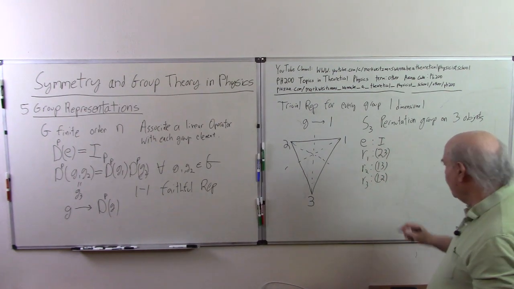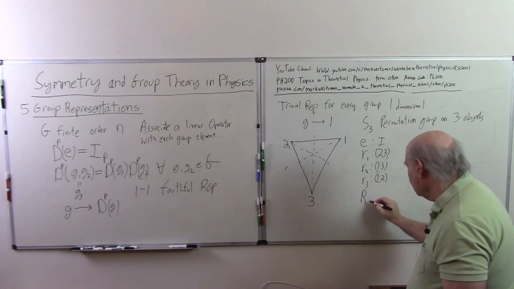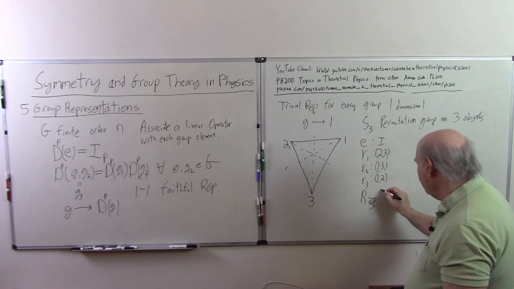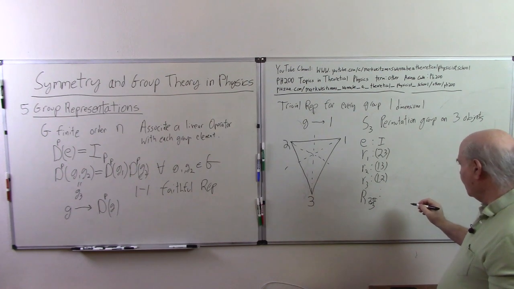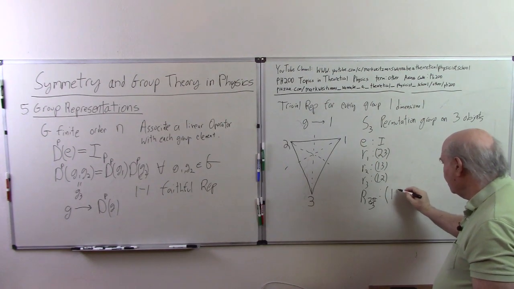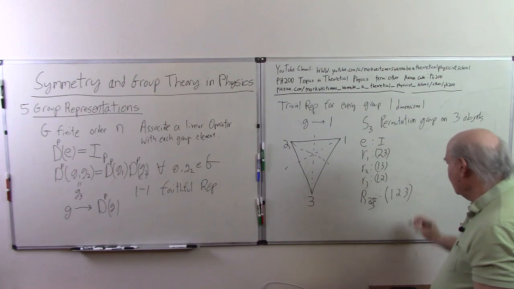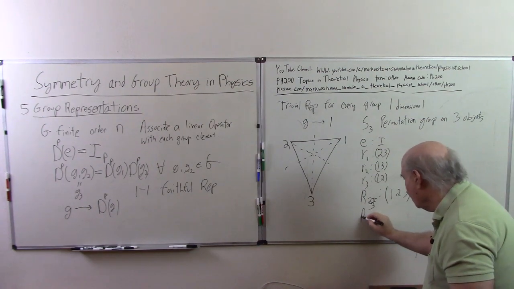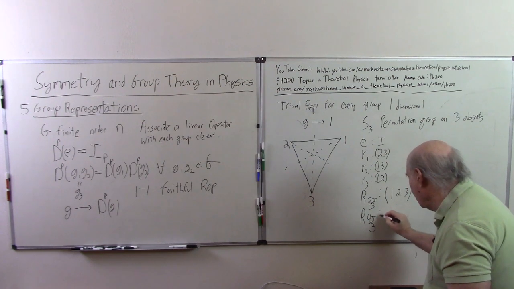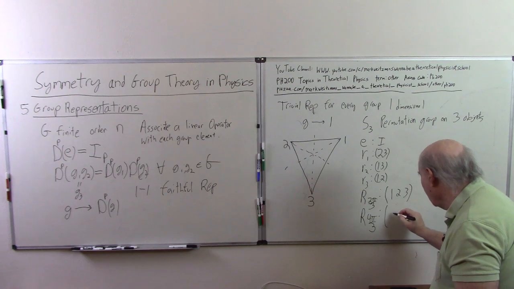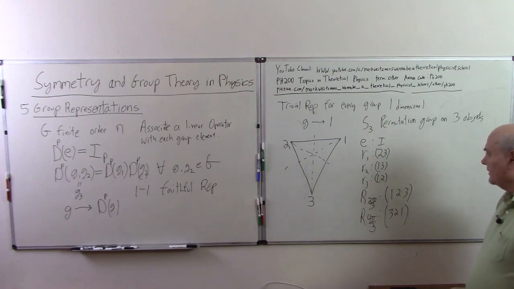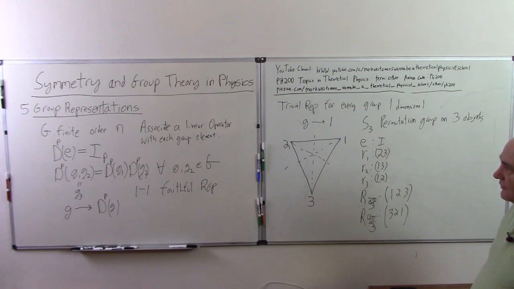And then we have the rotation, 2 pi over 3, which is a rotation by 120 degrees, so 1 goes to 2, goes to 3. This is a 3 cycle. And then we have the rotation 4 pi over 3, which is 3 goes to 2, goes to 1, the reverse permutation. So these are our 6 group elements.